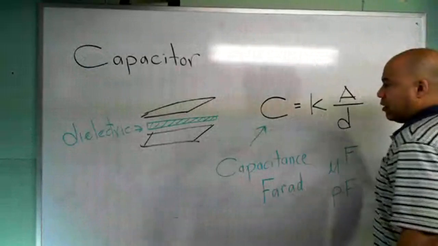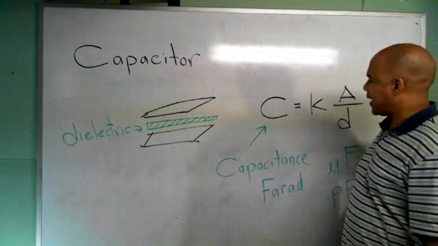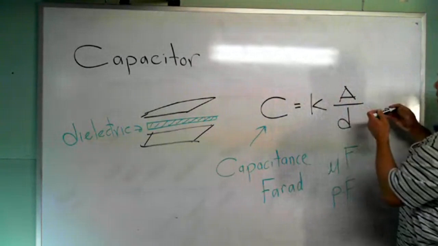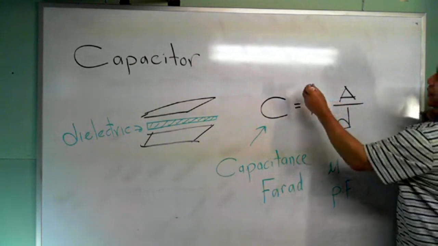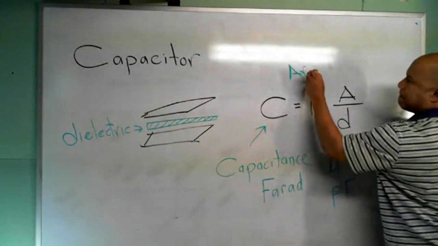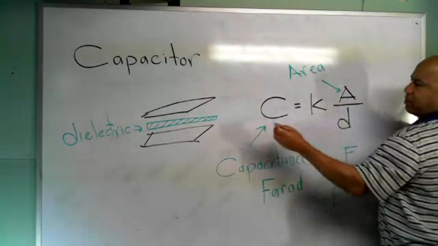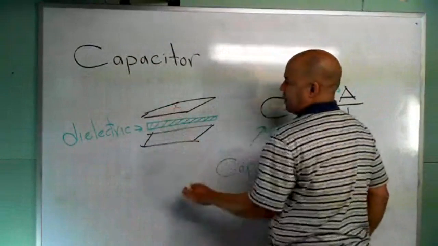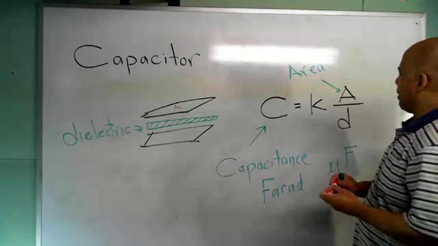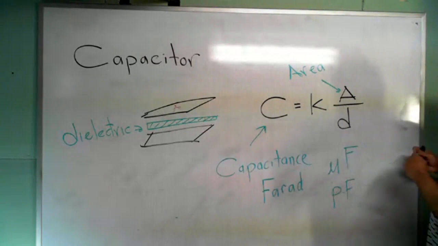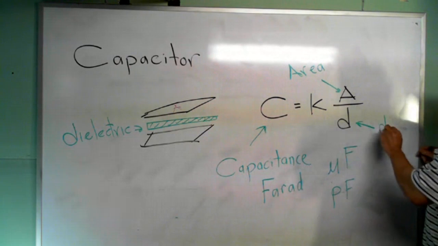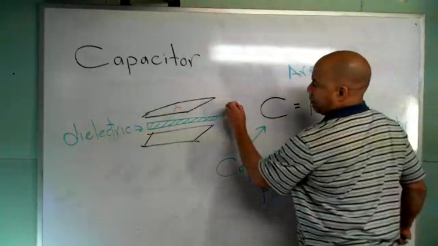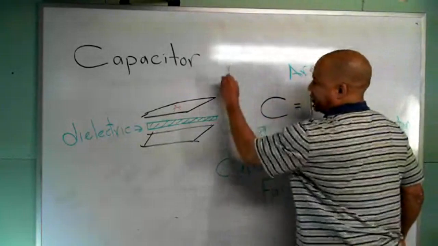All right. So C is capacitance. The A, and I know there's a glare here on the board, so hopefully you can see this, is the area of one plate. It's like the cross-sectional area of one plate, not of both plates, just of one plate. And then this D is distance, the distance between the plates, from here to here.